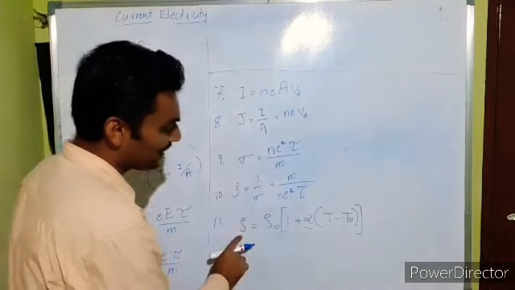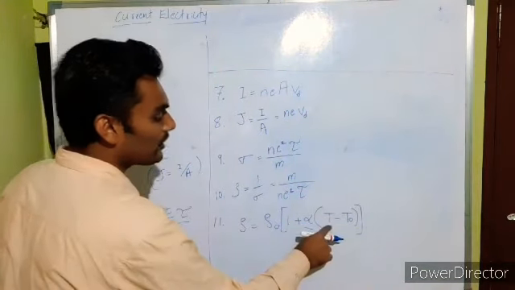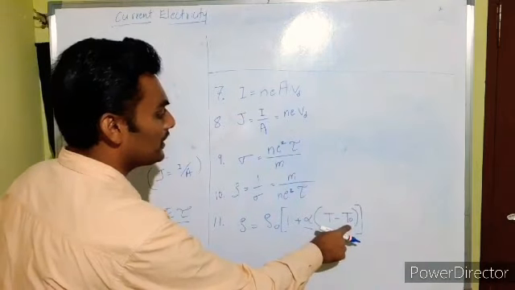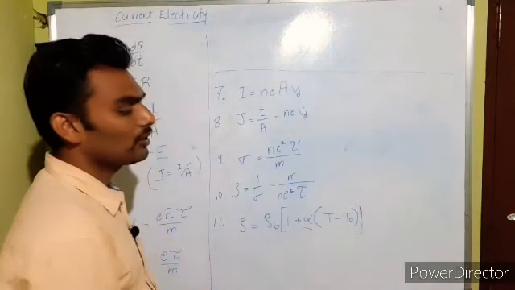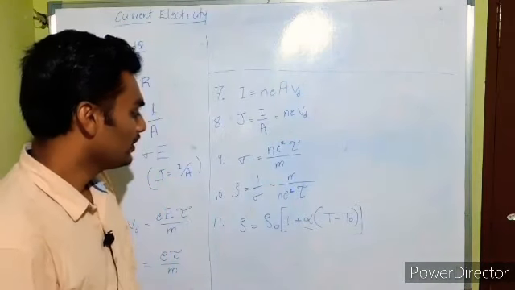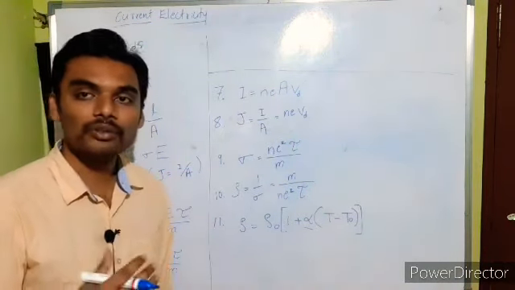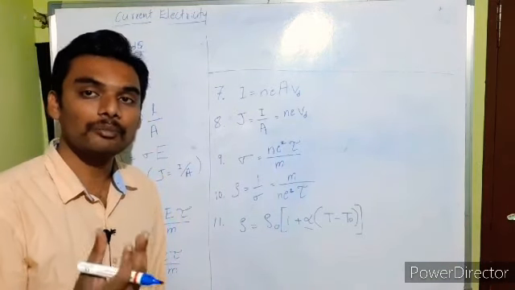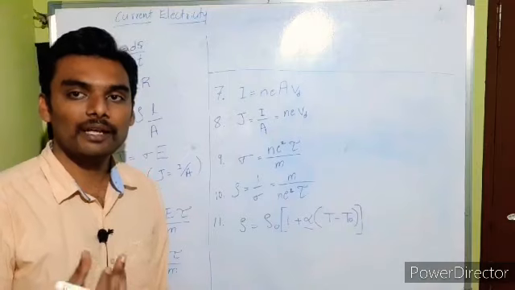So rho is the resistivity at temperature T Kelvin. Rho naught is the resistivity at T naught Kelvin. Alpha is the temperature coefficient of the given material. Okay, a single material. So this gives the mathematical relation of how the resistivity changes for a given material with respect to temperature.